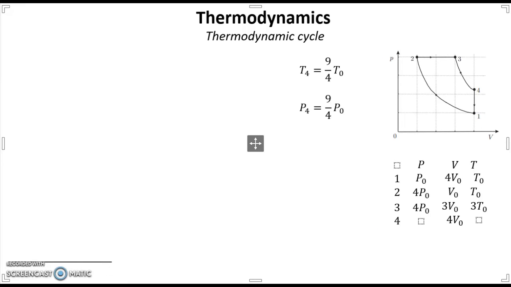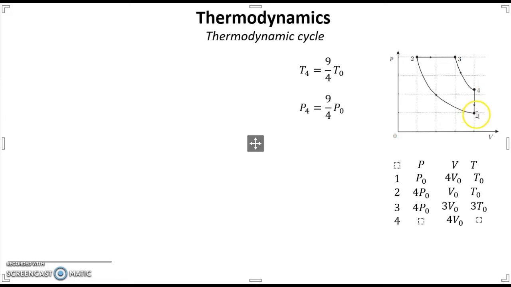Now we're ready to answer questions 2, 3 and 4. So question 2: how much heat was added during this process? So we have to count what Q in is. Let's examine all 4 processes.